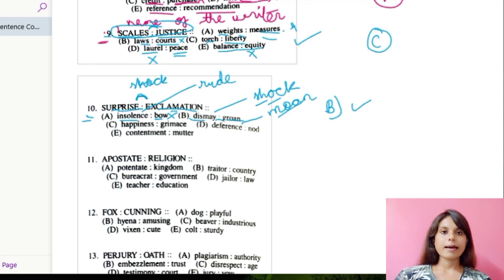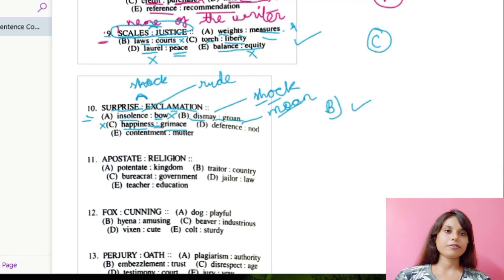Number C, happiness and grimace. Now happiness, we all know, and grimace means an ugly twisted expression on a person's face, typically expressing some sort of disgust, pain or worry. So obviously these two are just opposites to each other, so we cannot consider this one.